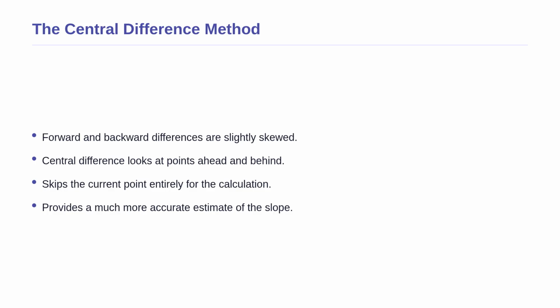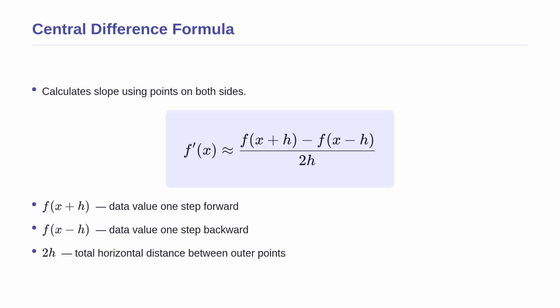Why does this matter? Because we can get a much better estimate by looking at both the point ahead and the point behind, completely skipping the current point in our numerator. Imagine estimating the slope of a hill by looking at a point 10 feet in front of you and 10 feet behind you, rather than just looking at your feet. By balancing the data from both sides of our point of interest, this method significantly reduces the error in our approximation. Let us look at the mathematical form of this highly accurate method.